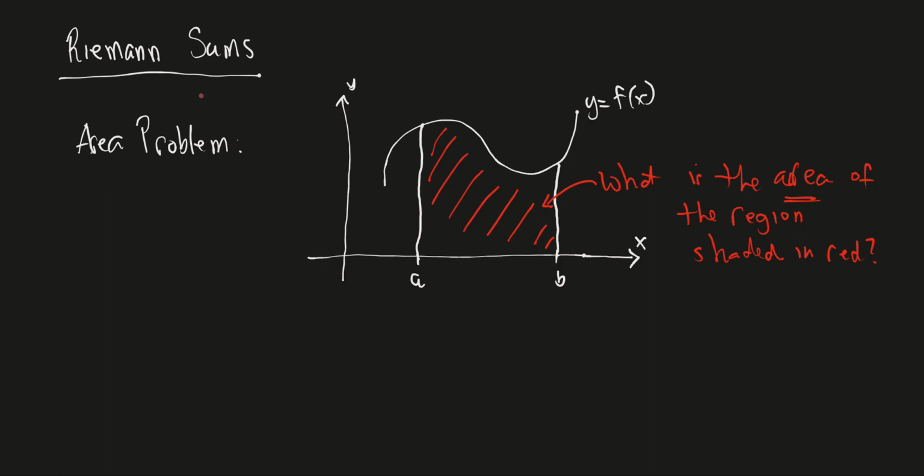So the Riemann sum is one step in the direction of those tools. Let's describe what a Riemann sum is. Simply, a Riemann sum allows us to approximate the area. The S doesn't need to be capitalized here, but the R does because it's someone's name. So a Riemann sum allows us to approximate this area.